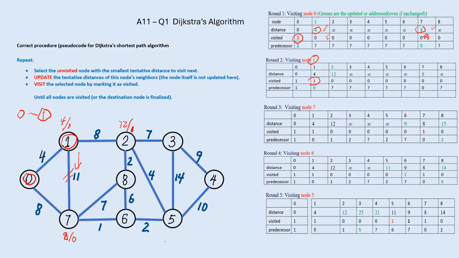With 2, change it to 12, and 7 stays 8. But we did consider this link, but we discard this link. We don't use this one. Okay, so we're done. Updated.